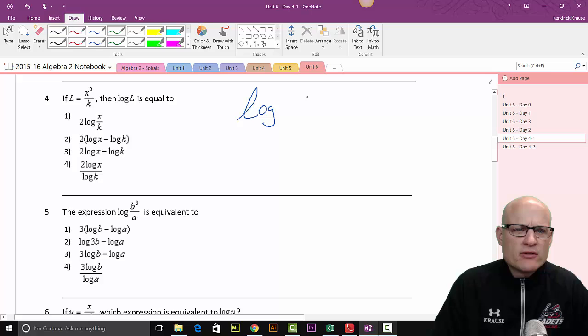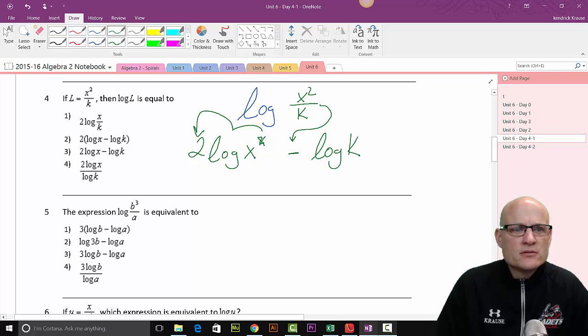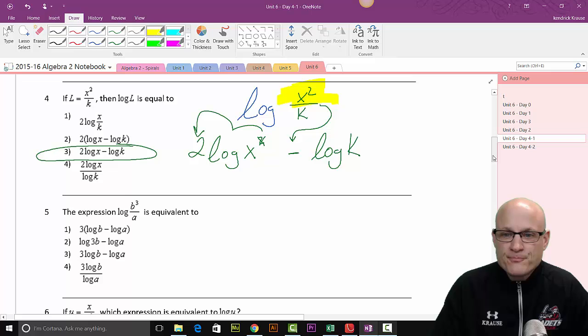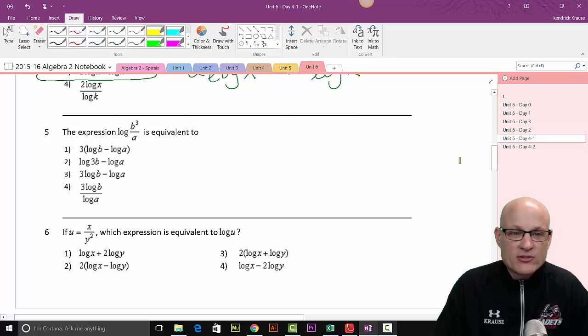So, L is really, what is that? X squared over K. All right, so this is division. Division turns into subtraction. So this is really the log of x squared, but I don't like the 2 there. It slides out front. 2 log x minus the log of k. There it is. Now remember, the only thing that had the exponent was this one. Okay? So that's why it's not choice 2. Choice 2 is if both of them had an exponent.